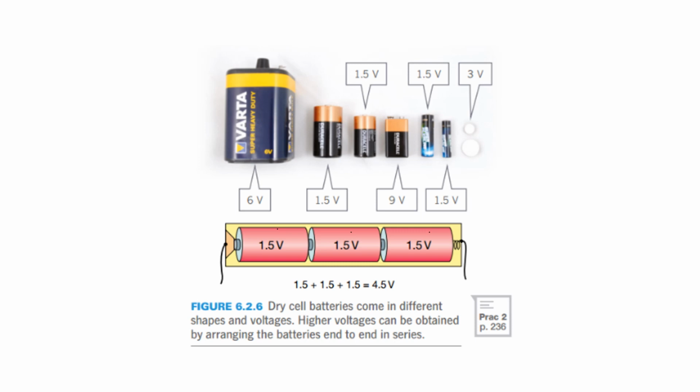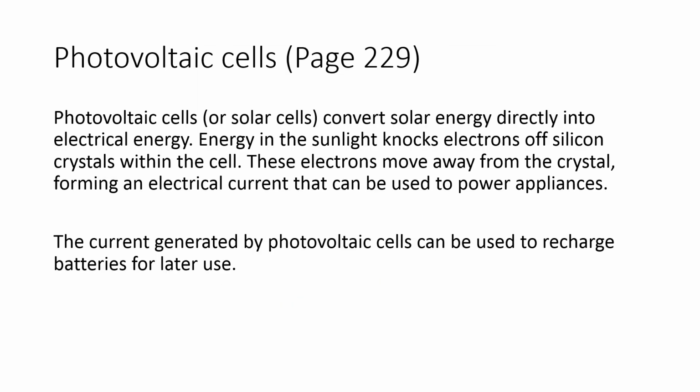Alright, moving on to the next slide. We are moving on to the last concept here, photovoltaic cells. If you're talking about photovoltaic cells, you're talking about solar panels. It says they convert solar energy directly into electrical energy. The energy in the sunlight knocks electrons off silicon crystals within a cell. These electrons move away from the crystal, forming electrical current that can be used to power appliances. The current generated by photovoltaic cells can also be used to recharge batteries.